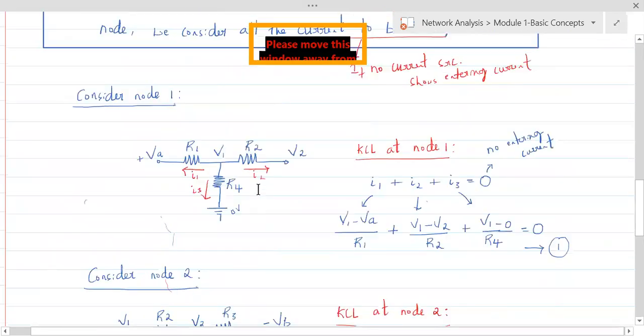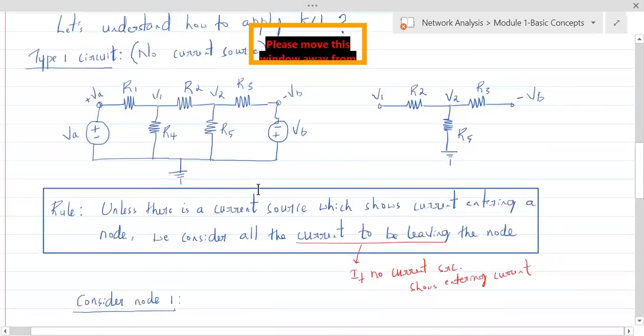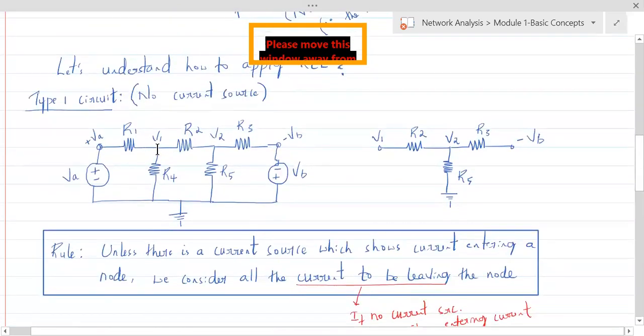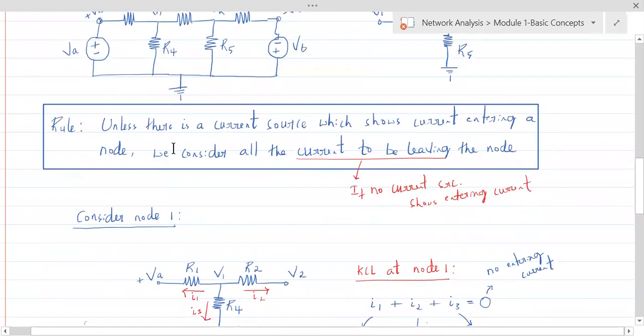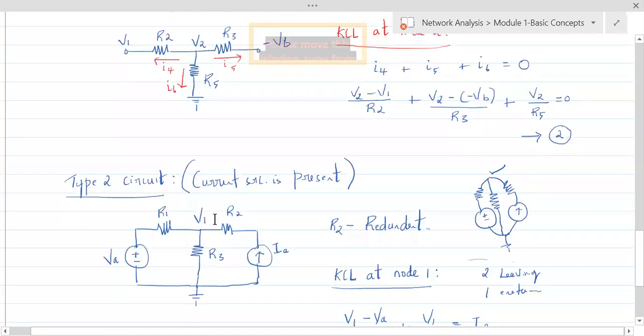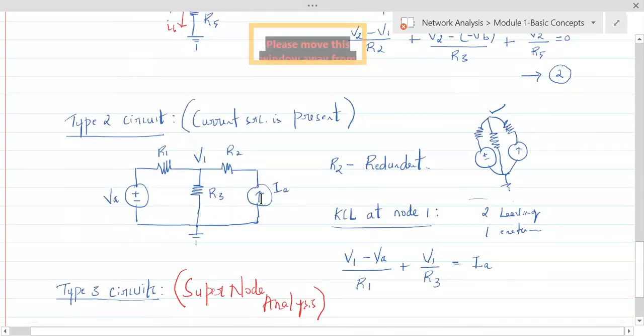So what is that? That is something to be learned here. If we consider node 1 or node 2, when we are applying KCL, we assume that all the currents are leaving. When do we consider a current to be entering? When we have a current source like this. If there is a current source which shows the current entering, then only we consider it as an entering current. Otherwise, we consider all the currents as leaving current. So when a current source is involved, let's consider that as type 2 circuits.